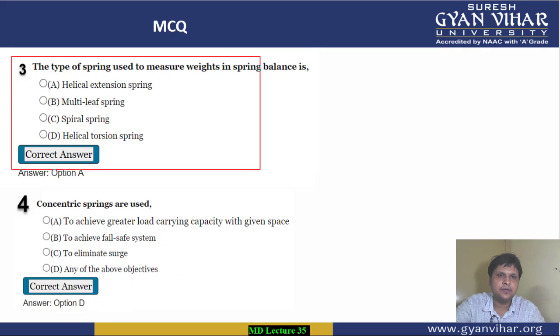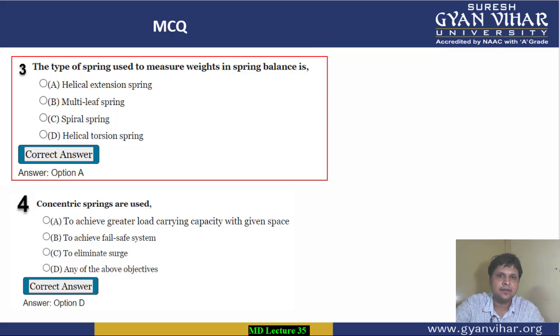The type of spring used to measure weight in a spring balance: in order to measure weight in a spring balance, which type of spring do we use? As I have already shown you, if you are weighing something in a spring balance, you attach it here, and this is the spring. So basically the tensile load is acting on it, and the spring we use is the extension spring. Extension spring means you are applying the tension load.